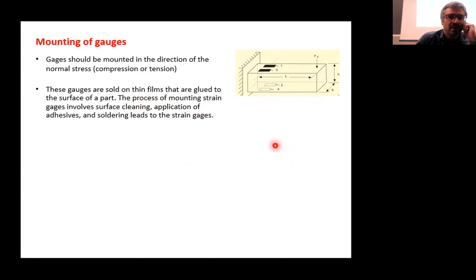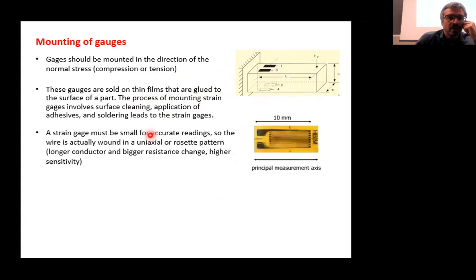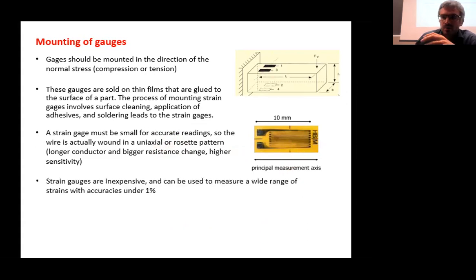You need to clean up the surface very nicely and then put a glue. And then when you place the gauges with the glue, and you let the glue dry out, then you can solder the terminals of the gauge with very thin wires. And we know that to be accurate, we want a big resistance change. So we want a big length of the conductor, because the resistance will be higher if the conductor is longer. But we want to keep the gauge small, so we wire up the conductor in the direction in which we want to measure the deformation, and they have these patterns to have long conductors with small occupancy.